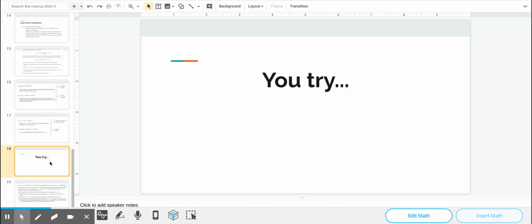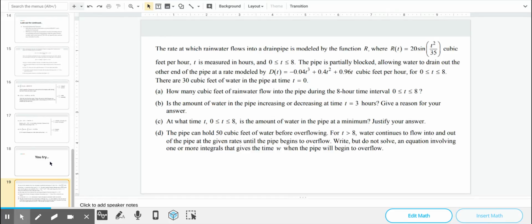I'm going to post this on my Malvern as well, but here is the problem that I want you to try. Again, it's very similar, but it has its own unique parts that you have to work through. So please take your time, be patient with it. Let me know if you have questions. I'm happy to help. Sorry, that was a dog in the background.